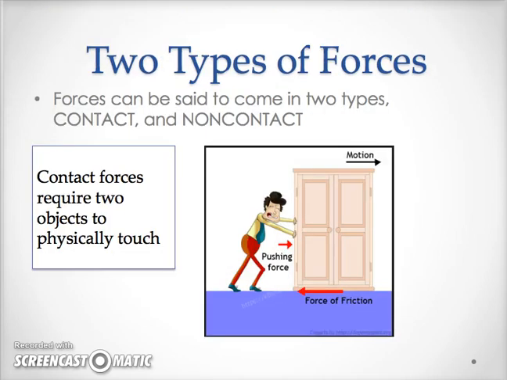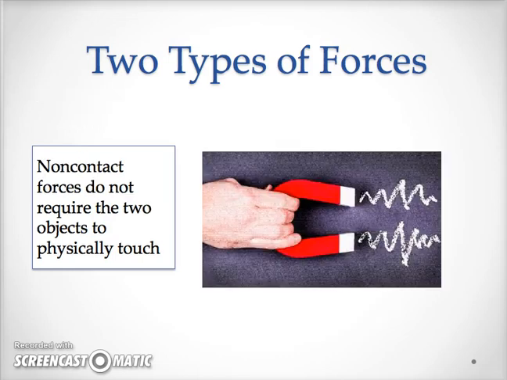Now there are two types of forces. Forces can be said to come in two types. They can be contact and non-contact forces. A contact force requires two objects to physically touch one another, like if you physically push on something to make it move. Another type of force is a non-contact force, where forces do not require touching in order for the forces to act or make the object move, like magnets. Magnets can be a force that make an object move without touching it.